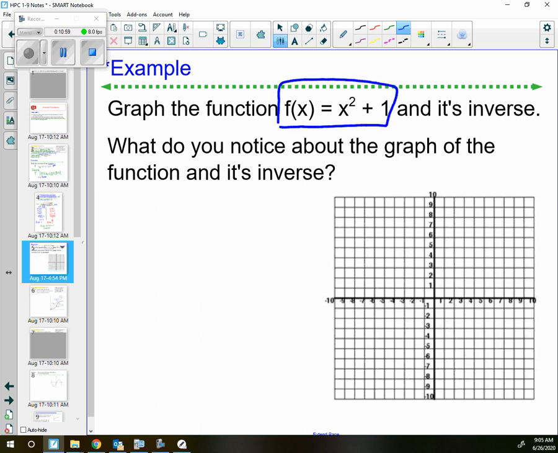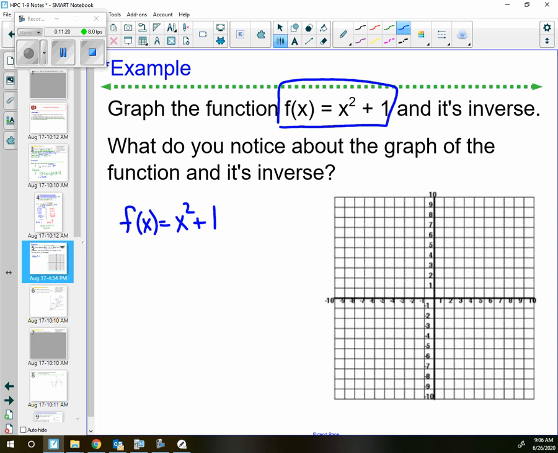So I'm just going to have you think ahead. What is the opposite operation of squaring? Square root. So I want you to think about that as we look at the picture that we get. We're going to graph this function, f of x equals x squared plus 1. And then we're going to see if we can figure out a way that we could, without even having the equation. So notice there's no equation for the inverse.